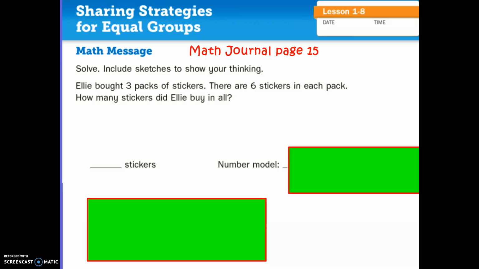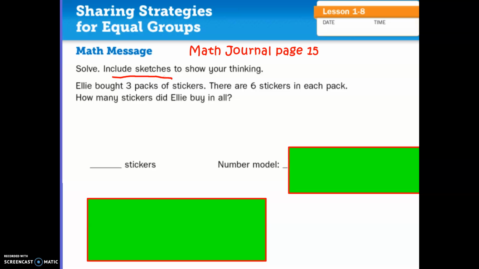Ellie bought 3 packs of stickers. There are 6 stickers in each pack. How many stickers did Ellie buy in all? Now, the important thing here, boys and girls, is when it says include sketches. There's a saying you're going to hear me say a lot in 3rd grade during math class, and it goes like this. When in doubt, draw it out. Making pictures or diagrams can help you solve math problems.